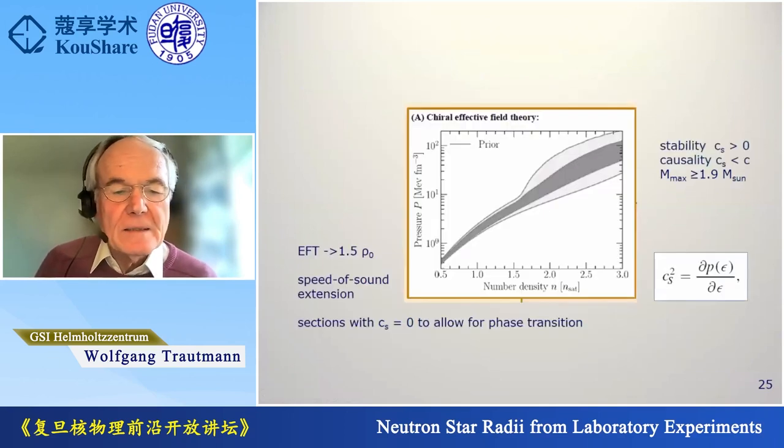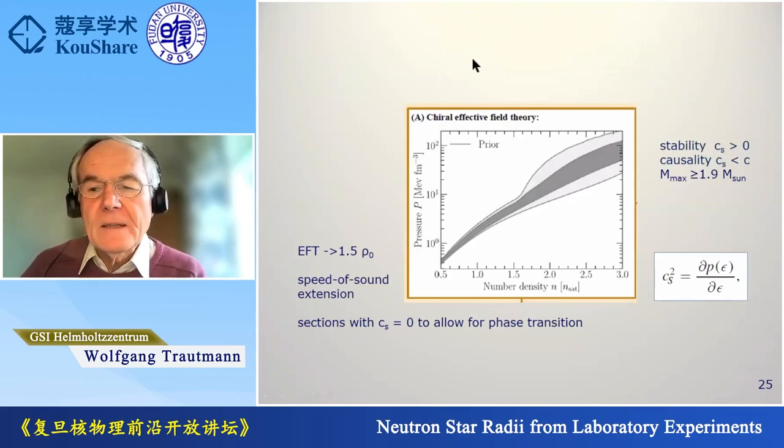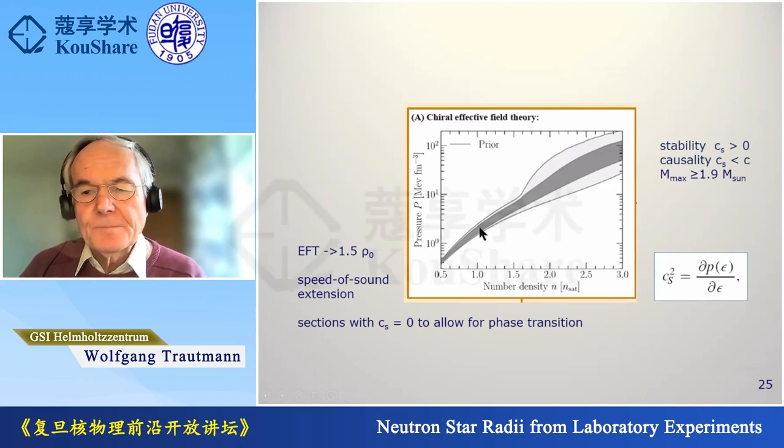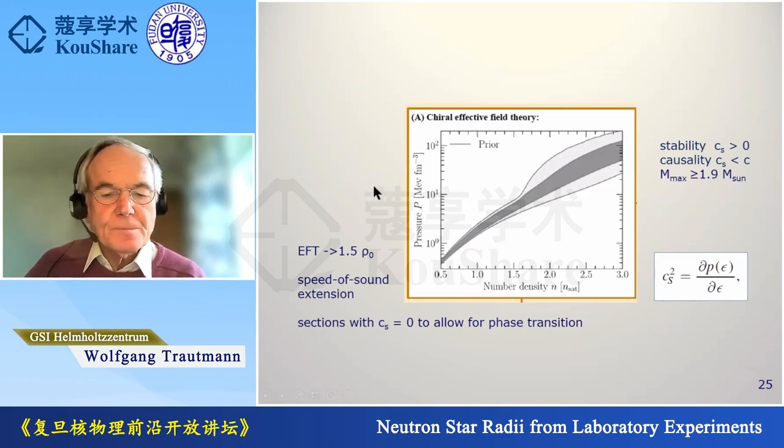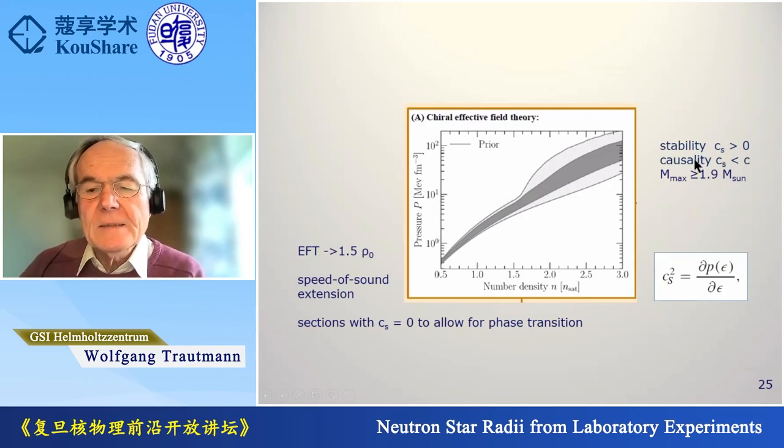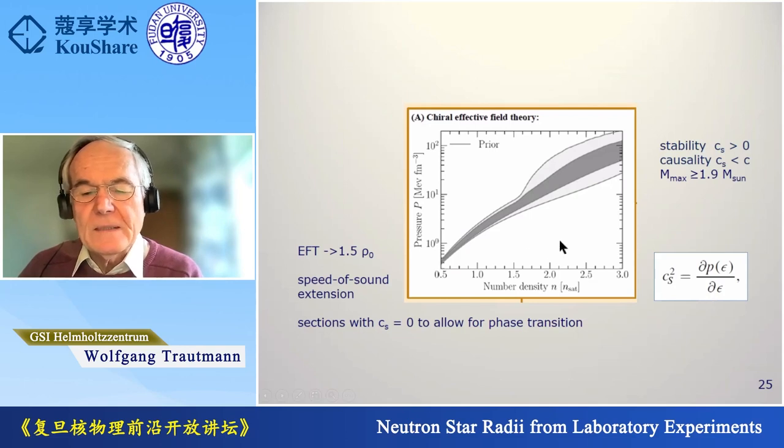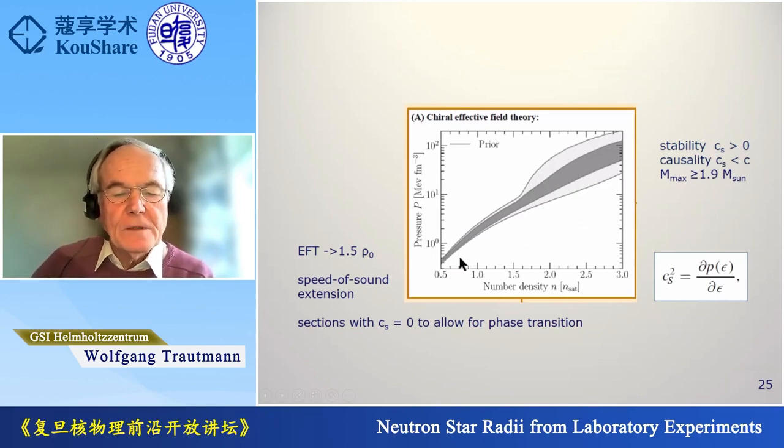And we can now go back and have a look at the prior here. I showed you constraints up to 1.5. If this is used only up to 1.0, then we get this larger radius, because the equation of state may become stiffer in this region. Here is a list again of the input to the prior: stability, causality, Emax, and the speed of sound, which is related to how the pressure increases with the density. So this describes the slope of the equation of state, the pressure versus density relation.